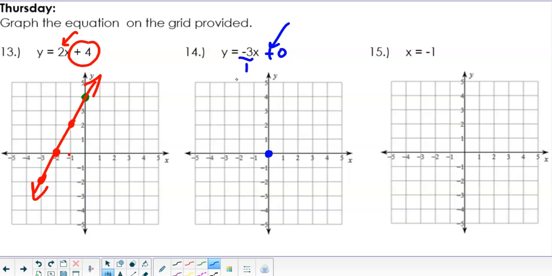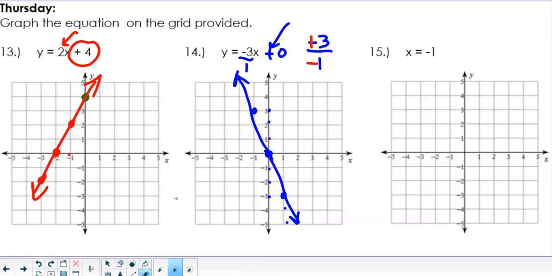Don't forget the slope has to be a fraction. If it doesn't have a denominator, put a 1 underneath. We rise negative 3, we run positive 1. Now if you can't go again, try reversing the order of your fraction by changing everybody's signs. So this time, I'm going to rise 3, but run negative 1. And that will help me to draw the other half of my line.